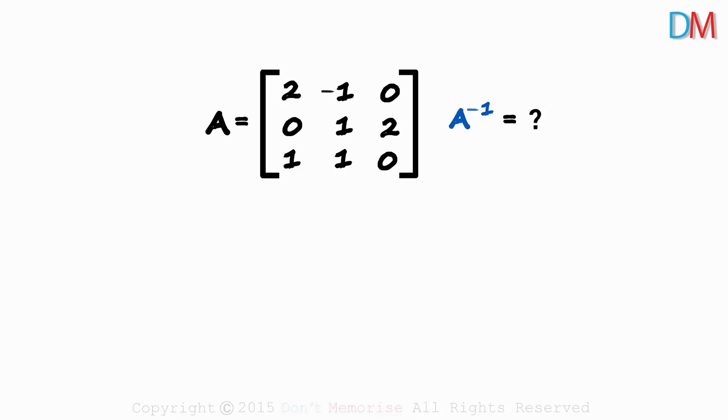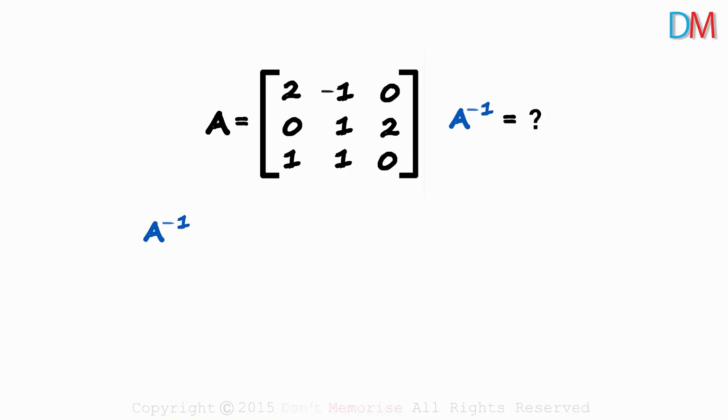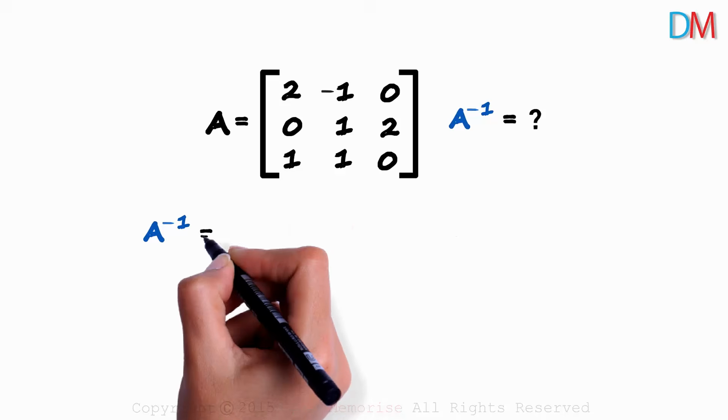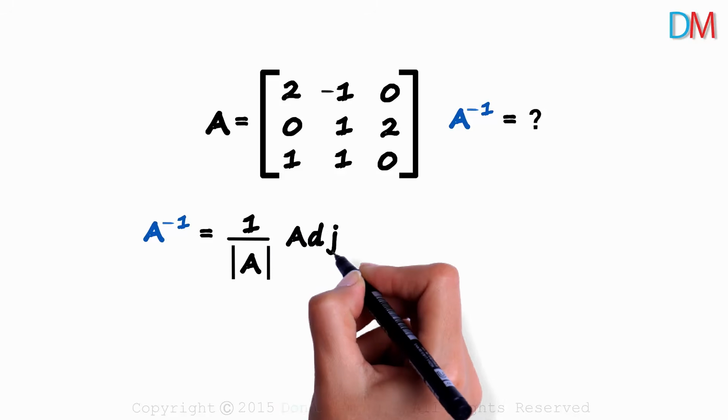How do we find the inverse of matrix A here? It's a 3 by 3 matrix this time. The formula for A inverse that we saw in the previous lesson is valid for all square matrices. It's equal to 1 over the determinant of A multiplied by the adjoint of A.